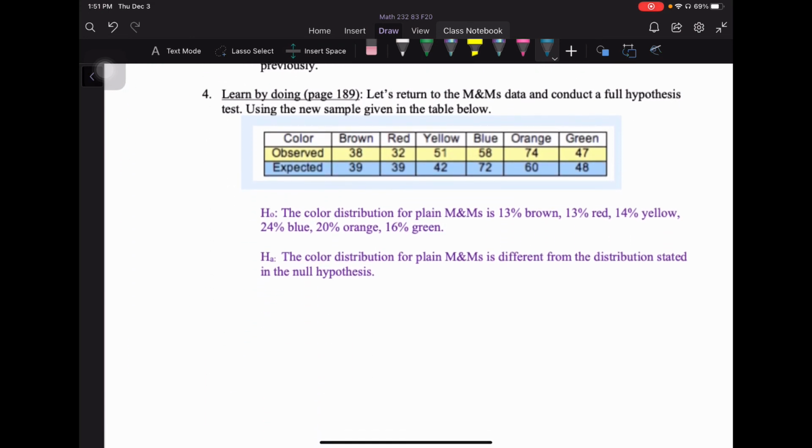Let's go ahead and do this hypothesis test now. I want you to see how far you can get in terms of writing, checking your conditions, and then we will go from there.